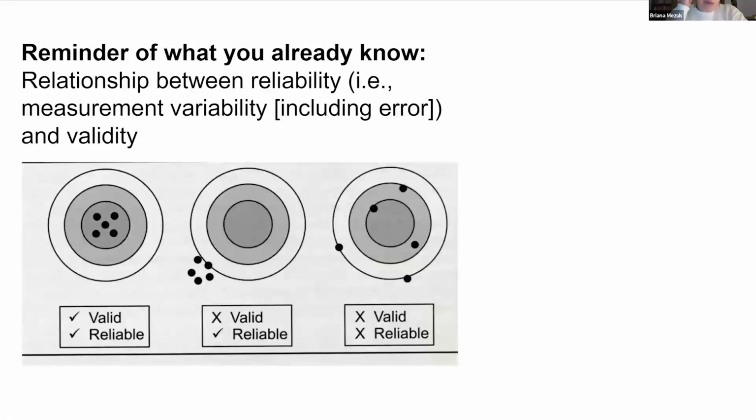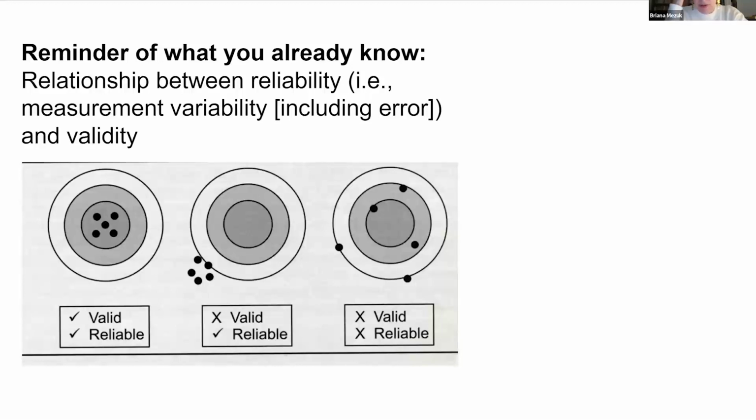And the last bit of preamble before I go through this actual typology is just reminding you of something which you already know. That is that there is a very fundamental relationship between reliability, for example test-retest reliability or measurement variability, and validity. That is, if a measure is not reliable, there's no hope that it could achieve validity.